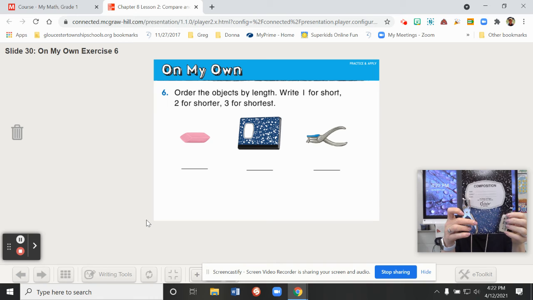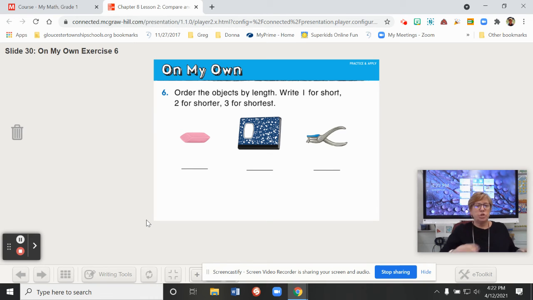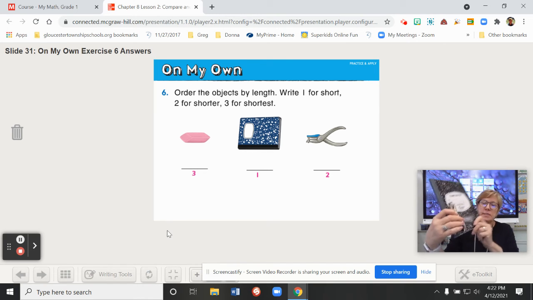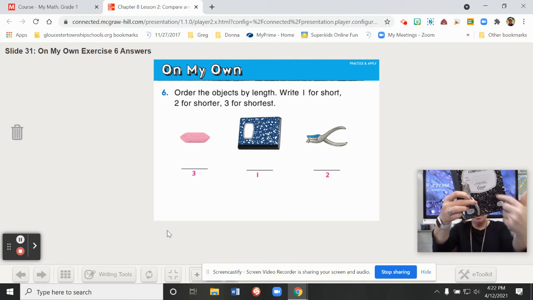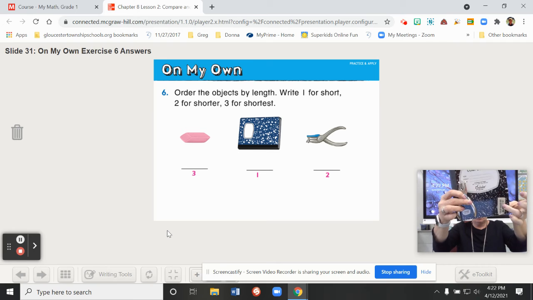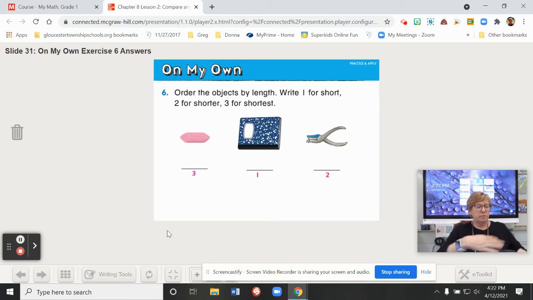Okay, so that's one way to check it. All right, let's look and see if we agree. Number one, the notebook, is long. And number two is the hole punch. The hole punch is shorter than the book. And number three is the shortest of them all. Okay? If you happen to have some objects like this and you want to go back and try it on your own, go ahead. It's a good way to practice.